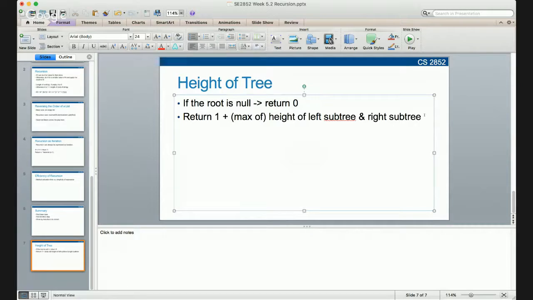So we're going to find the max of that, and we call it recursively on the left and the right. So if the left one has 3 and the right subtree has 4, then we'll return 1 plus 4 and return that up. Now eventually it'll get down to 0, and it'll return 0, and then 1 plus that, and 1 plus that, all the way up. So that's a good one to know.